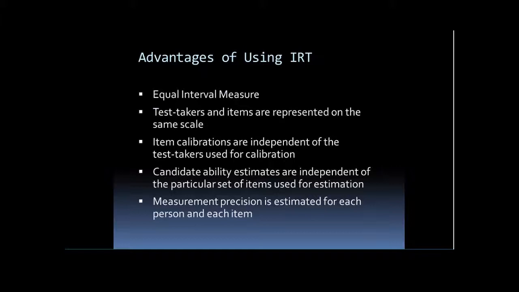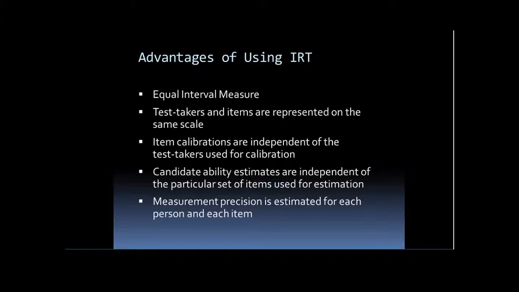The other thing is test takers and items are represented on the same scale. So if I have an item at 65, it corresponds to a person at 65. Kind of the same thing as if I have a 7th grade math item, I can associate a 7th grader with that item.